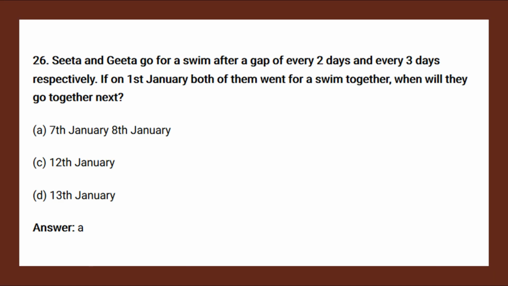Next question 26. Sita and Geeta go for a swim after a gap of every 2 days and every 3 days respectively. If on 1st January both of them went for a swim together, when will they go together next? Option A, 7th January, B, 8th January, C, 12th January, D, 13th January. And the answer is option A, 7th January.